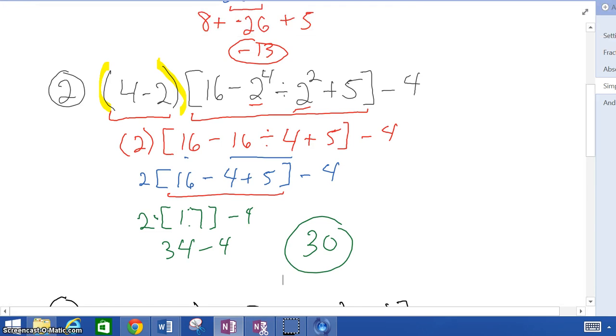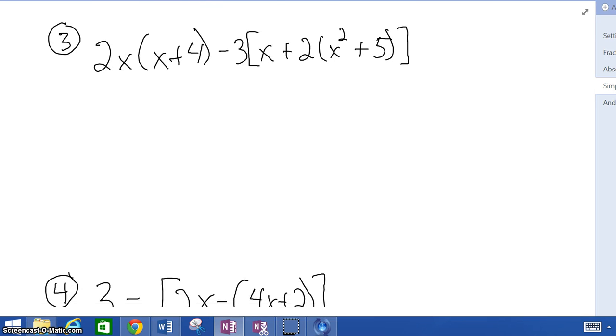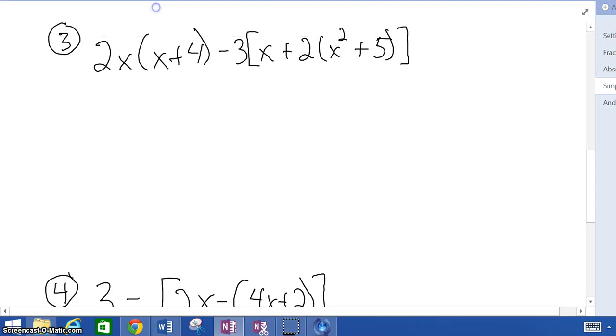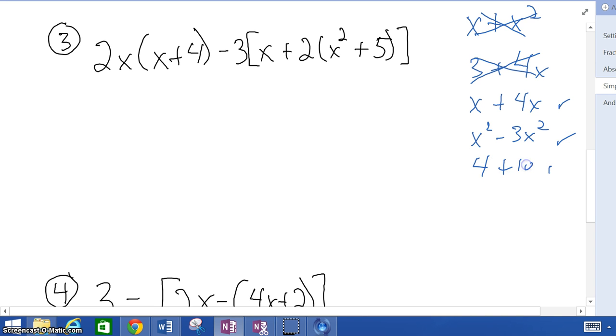Moving on, I could also give you problems that involve variables. Now, in this case, when I'm multiplying and dividing and adding and subtracting with variables, I'm looking to combine like terms. Don't forget that an x and an x squared are not like terms. A 3 and a 4x are not like terms. X's go with x's. X squareds go with x squareds. And good old numbers go with just plain numbers. So those are all good.